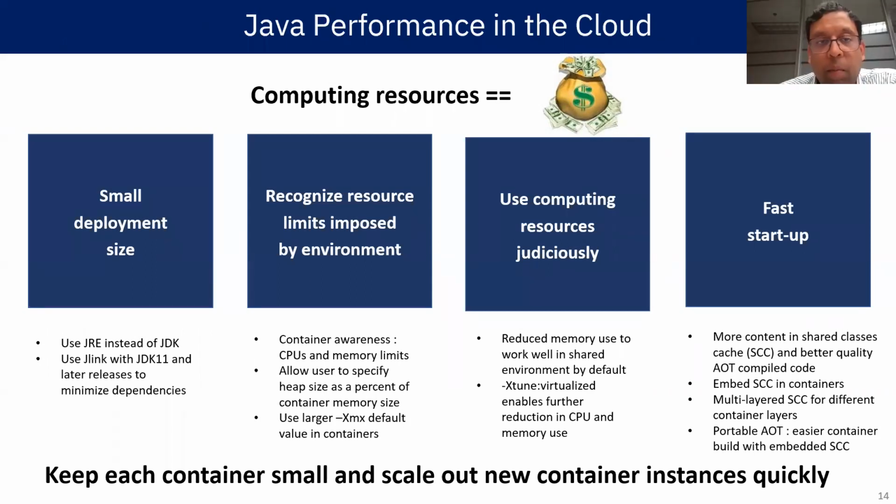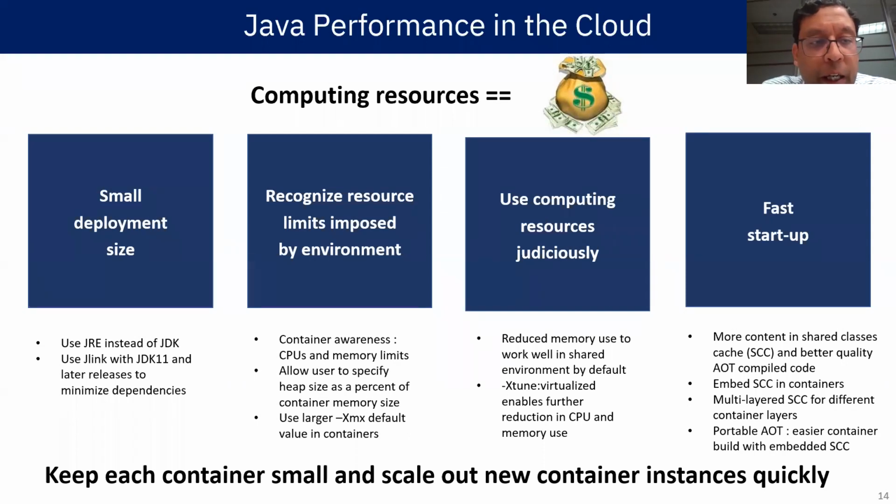Thank you, Mark. As Mark said, the way we approach Java performance in the cloud is really around looking at it in terms of the customer paying for everything, all the computing resources that are there. So the maxim we go by is the one mentioned at the bottom of the slide here. We try to keep each container small, and we try to scale out new container instances quickly. This overall strategy gets divided up into 4 pillars that are shown on the slide.